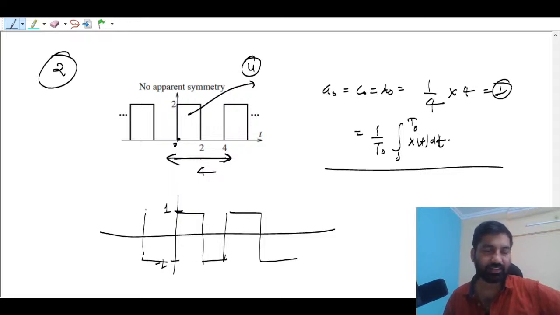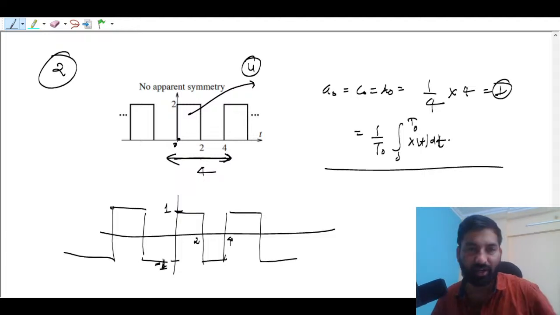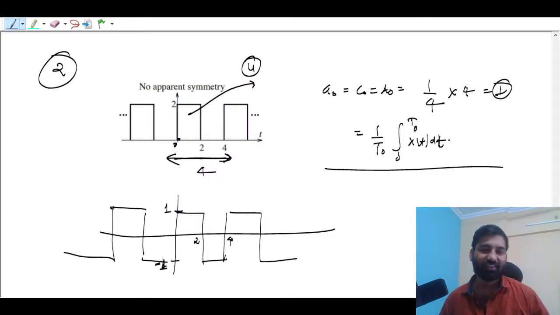I think this is clear. So what kind of symmetry does it have? It has half wave symmetry. See, for half the period it is 1, and for half the period it is -1. Half wave symmetry means for half the period it should be 1, or you can say A, and for the other half the period it must be -A. So this is also one important point. There is a half wave symmetry, guys.